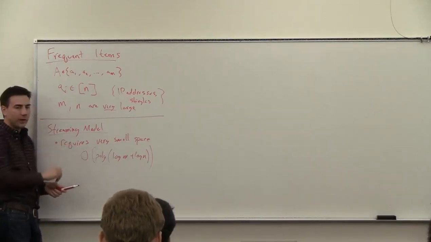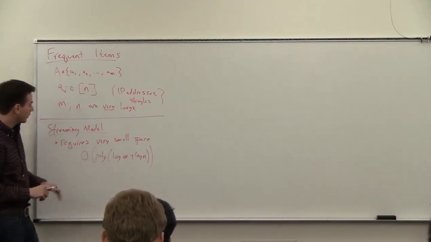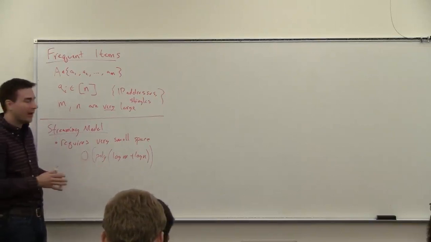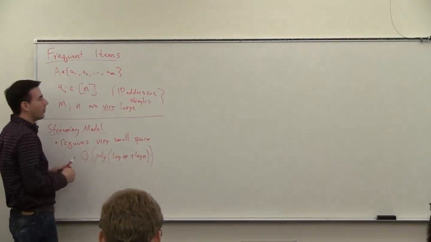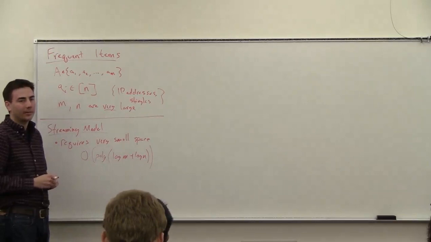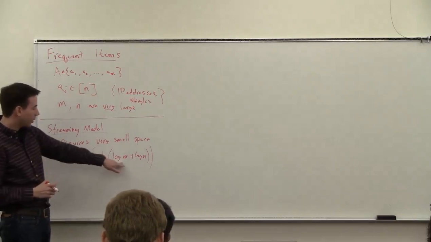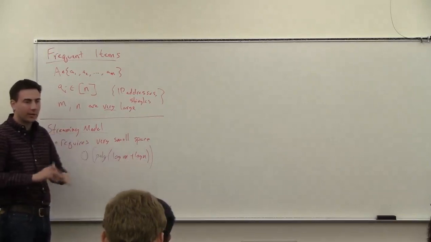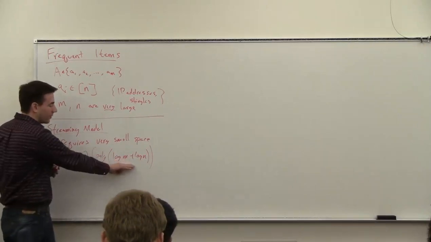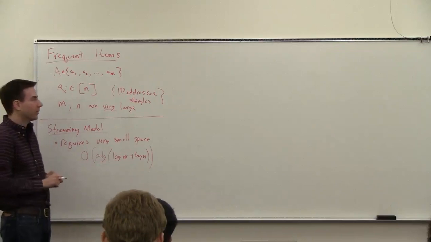We're going to work with very small space. It's going to be some polynomial, although the algorithm I'll talk about today is just going to be linear in log m and log n. So why are we going to use log m and log n? Can we get any smaller than this? Why is this the right kind of balance to be looking at?